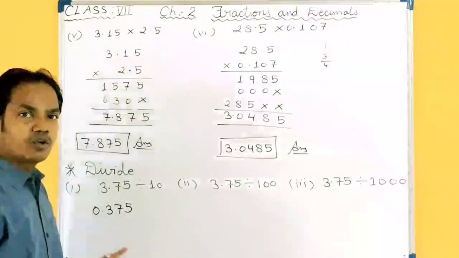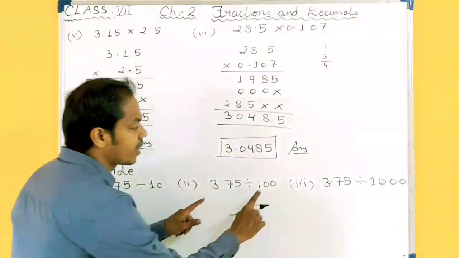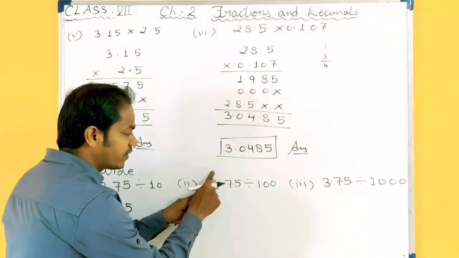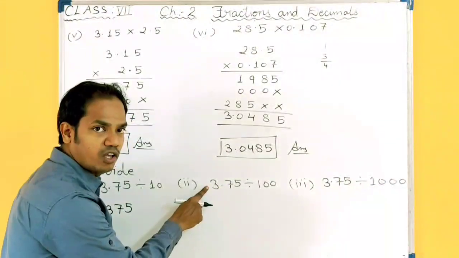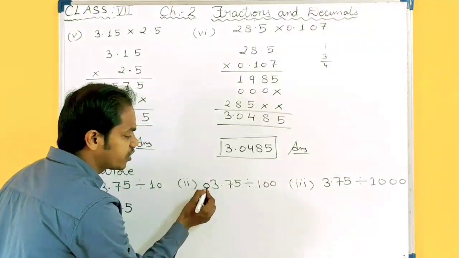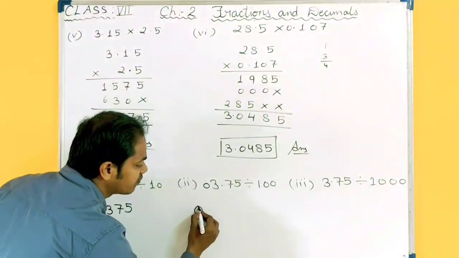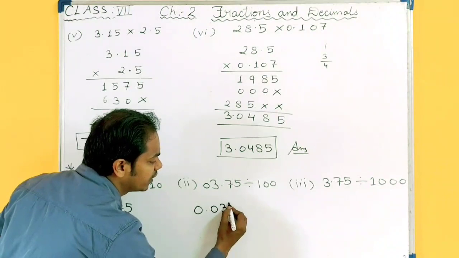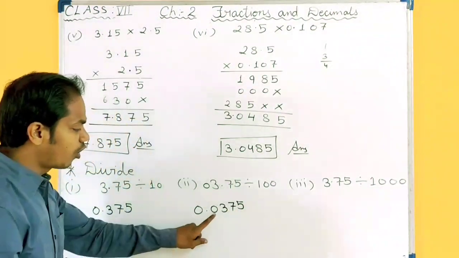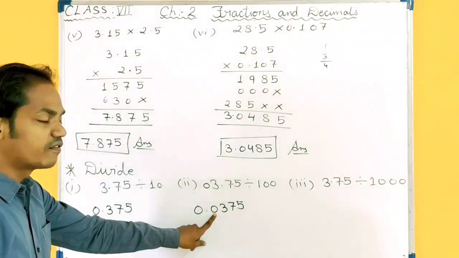This type of question you can do directly. You can write the direct solution. Two zeros are there. So your point will shift two values. So here you have only one value. For the second value you can put 0 by yourself. So your answer will be 0.0375. If you do not put this 0, your answer will be wrong.